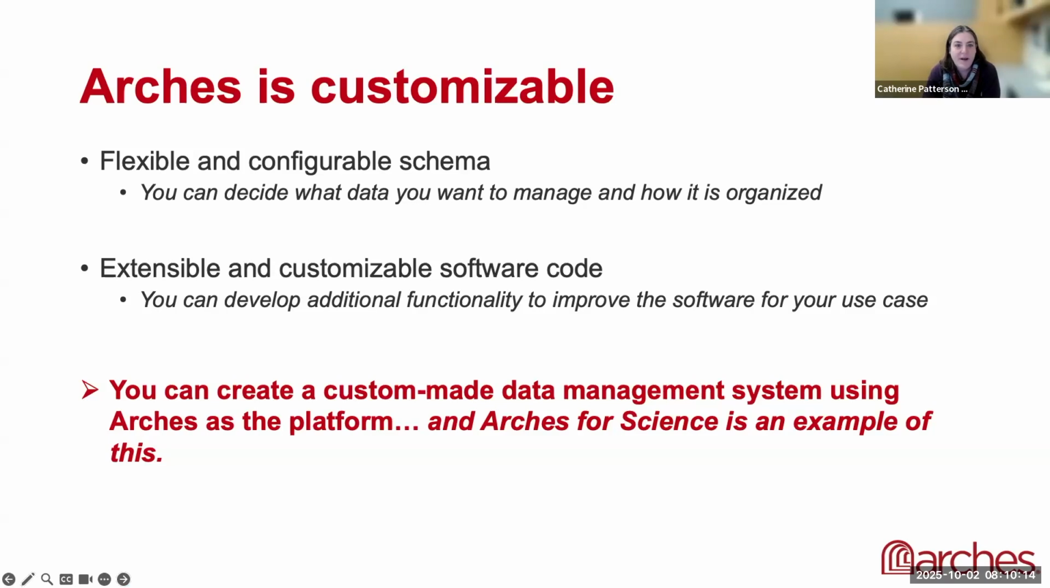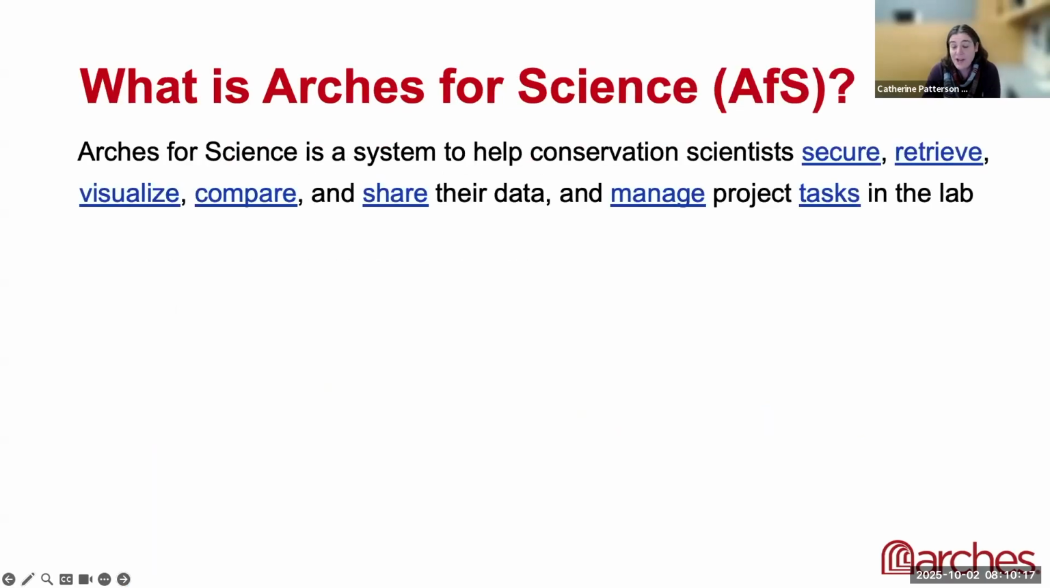Thanks, Annabelle. So if we advance the slides, my job really is to tell you a little bit more specifically what Arches for Science is, and in particular, what it is to me, a working scientist who may be using it. So as you can see here on the screen, Arches for Science is an Arches system that is designed to help conservation or heritage scientists do several things. It's meant to allow us to secure our data, to visualize it, to make comparisons about data if that's helpful, retrieve it, search for it, share it, and potentially even manage our projects. So that big picture is what it's trying to do.